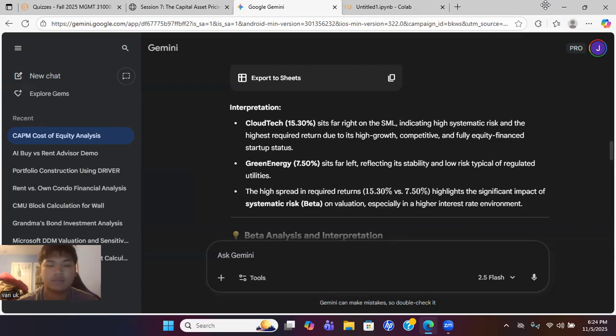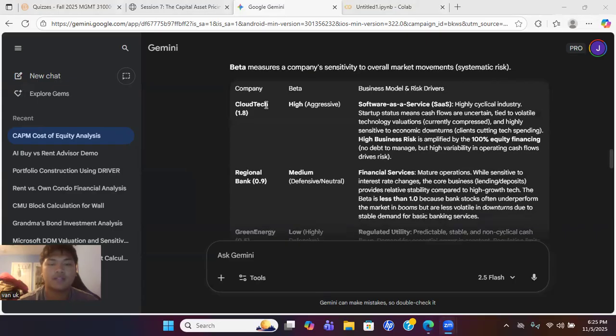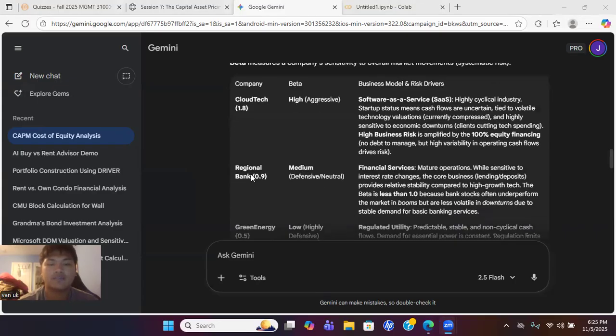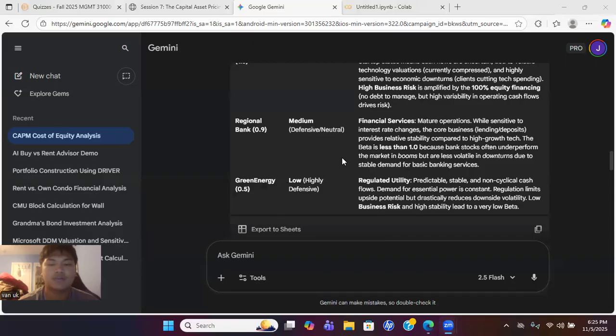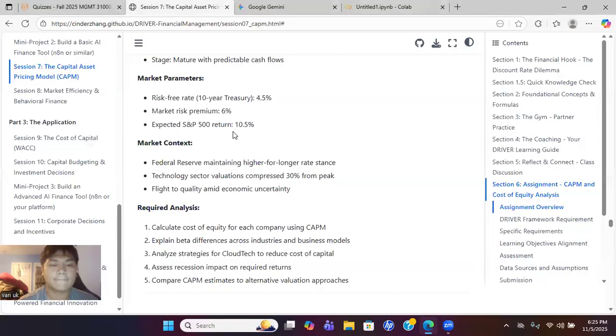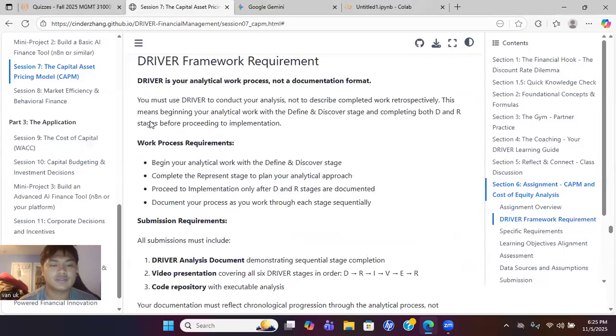Okay. And then for the explanation of the beta differences, the beta for Cloud Tech is very high and aggressive. For the regional bank, it's neutral, in the medium range. And the green energy is low. It's highly defensive. So I just explained all these.